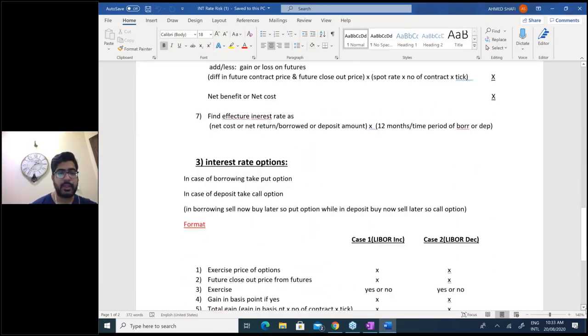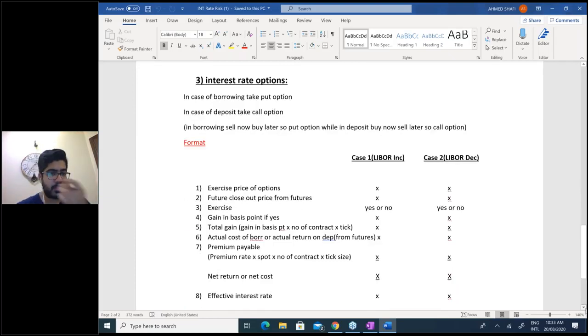Now remember, as far as options is concerned, the format was easy. In case of borrowing, we take put option. In case of deposit, we take call option. The reason behind that was in borrowing, I told you sell now, buy later, so sell now, put, while in deposit, buy now, sell later.